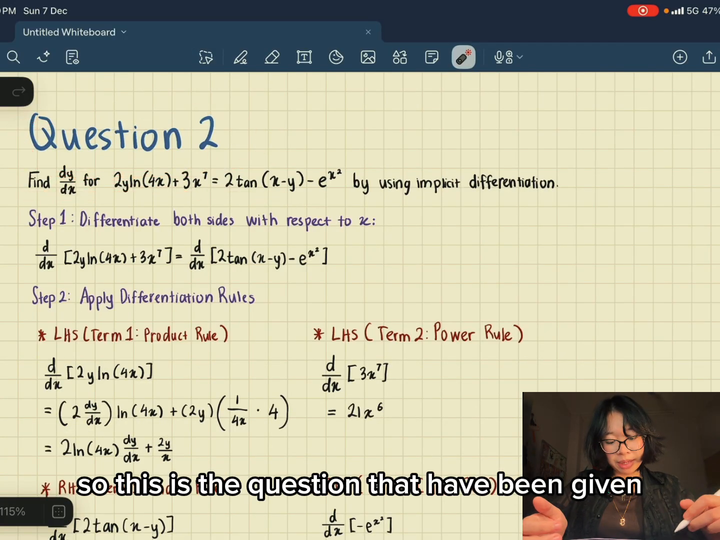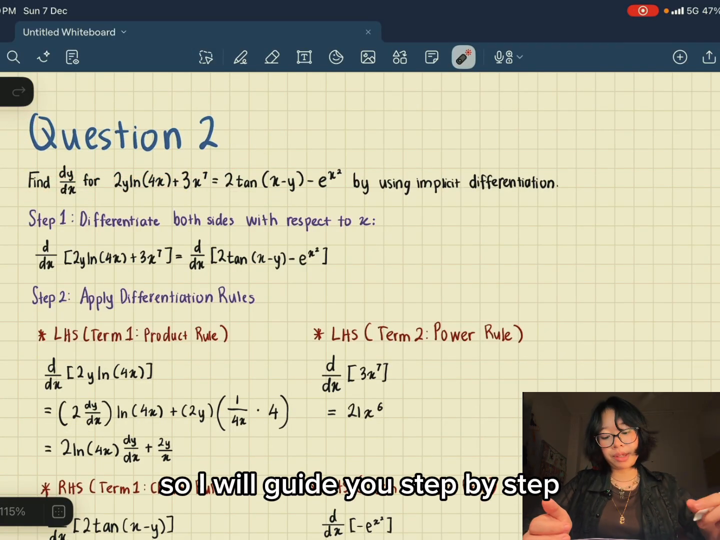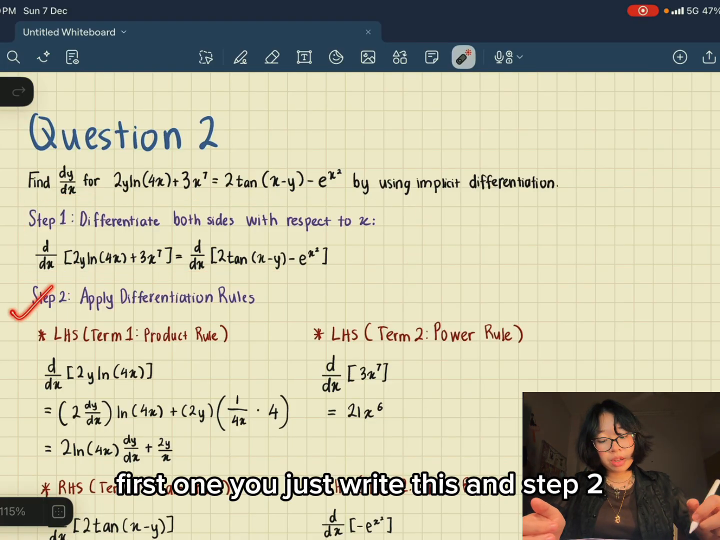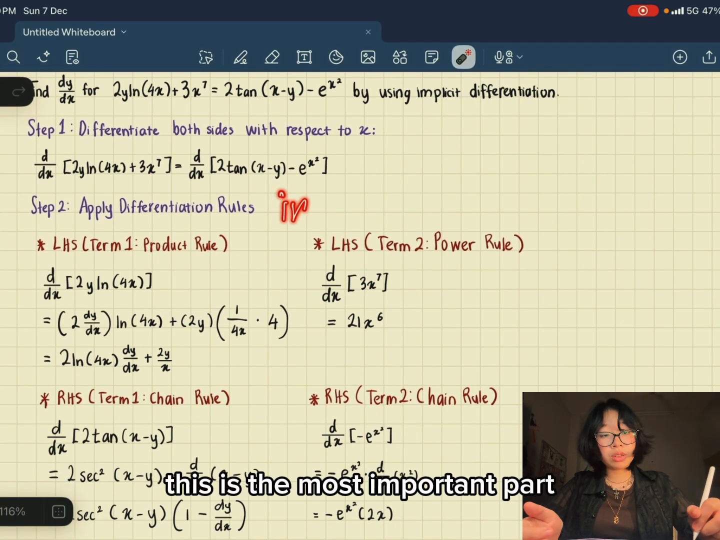So this is the question that has been given. I will guide you step by step. First, you just write this. And step 2, apply the differentiation rule. This is the most important part.